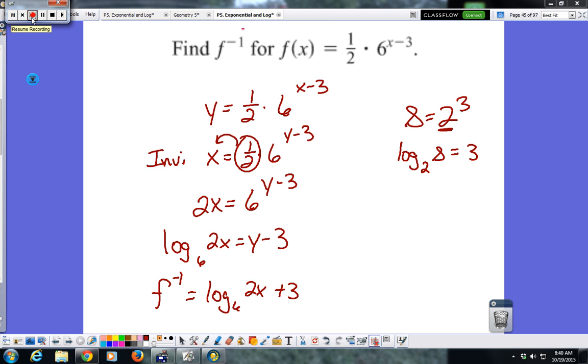Be careful what you're taking the log of. This minus 3, when you move it over, is not inside. I could have put it in front, I could put it back. That's not what you're taking the log of. It's the log of this stuff.